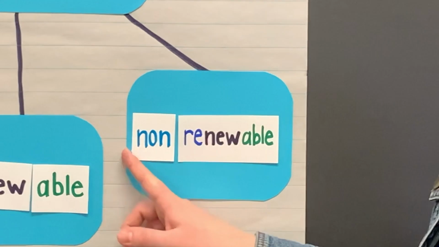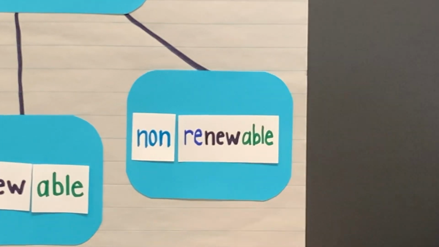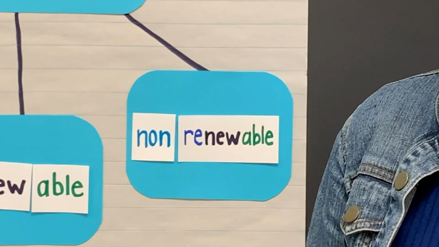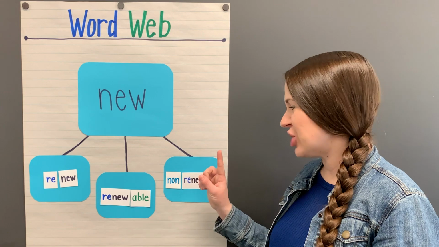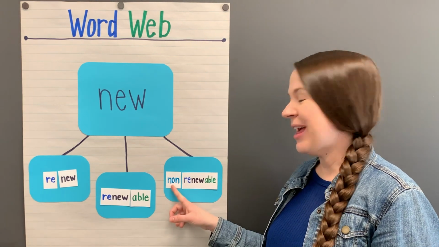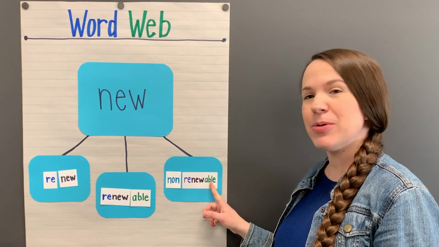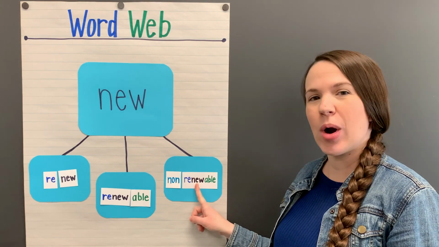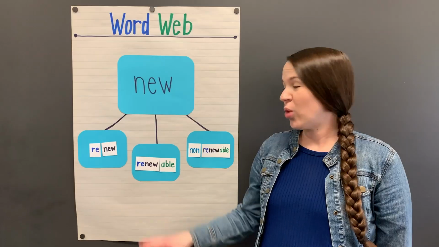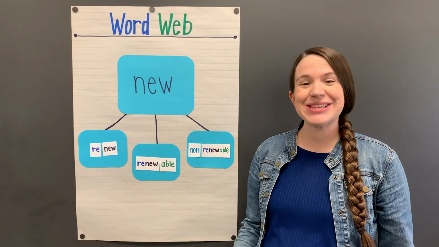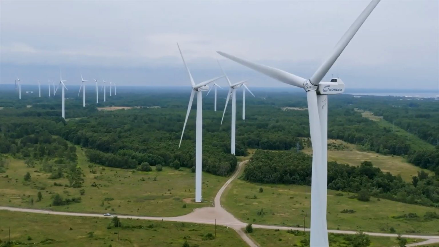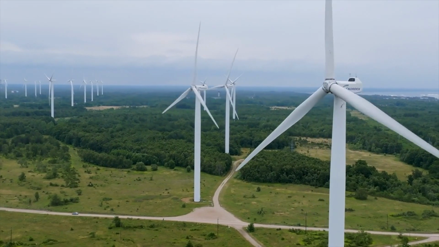Read with me. Non-renewable. Non-renewable is an adjective that describes something that is not able to be easily replaced or made new again. Renewable energy sources cannot be used up or can be easily replaced.